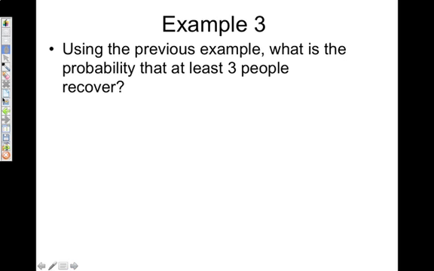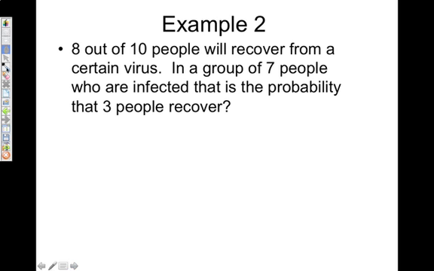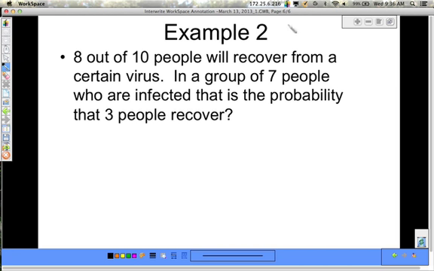So let's see what the next one is. 8 out of 10 people will recover from a certain virus. If 7 people are infected, what is the probability that 3 people will recover? So again, I like to divide this up. We have success and failure. We want 3 people to recover in a group of 7, so 4 failures, so our total is 7. And 8 out of 10 will recover, so 0.8, 0.2, and excellent.